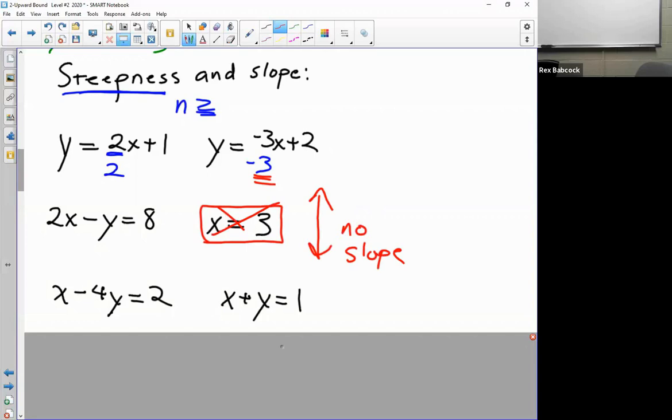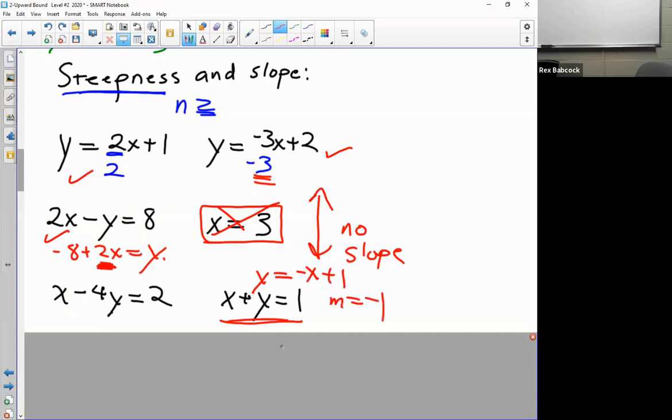This one right here, it's not y equals, so make it y equals. I have minus 8 plus 2x equals y. Notice I put the y on the right side. It really doesn't make a difference. This one has a slope of 2. Oh, this one and this one would have been parallel. They had the same steepness. So far, this one's still the steepest. Let's look at this one right here. Put the x on the other side. Subtract x. So the slope is -1. So -3 is still the steepest.